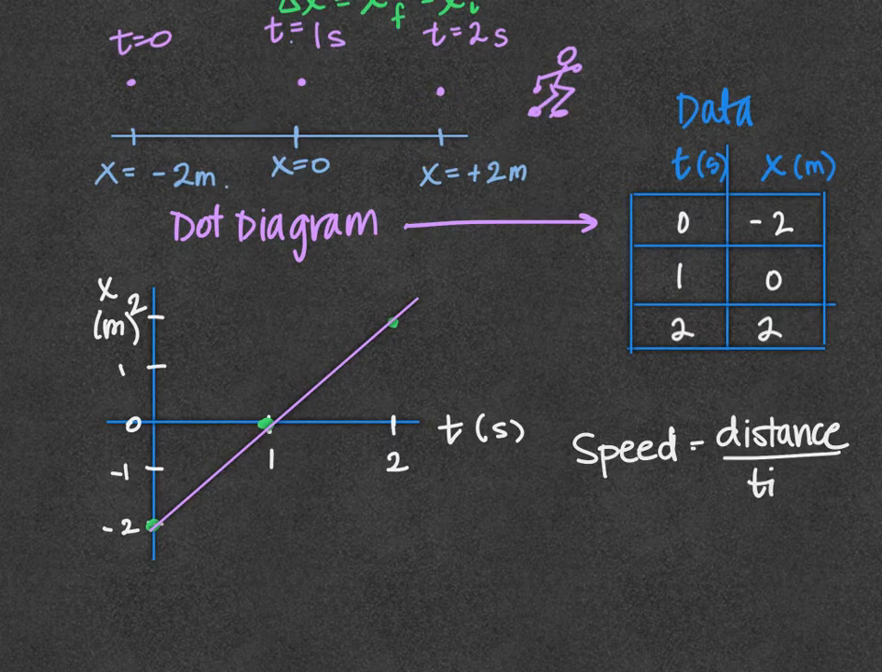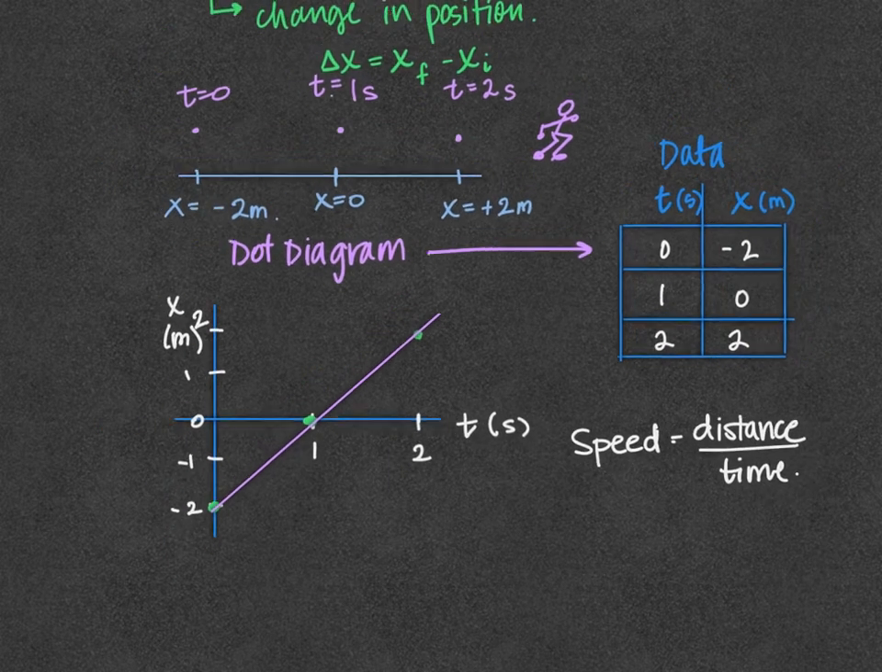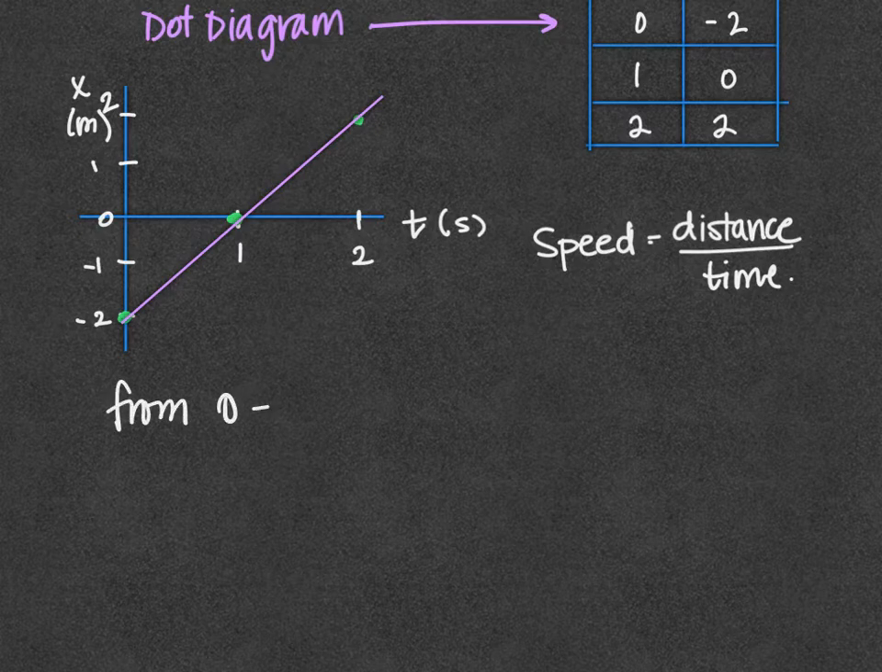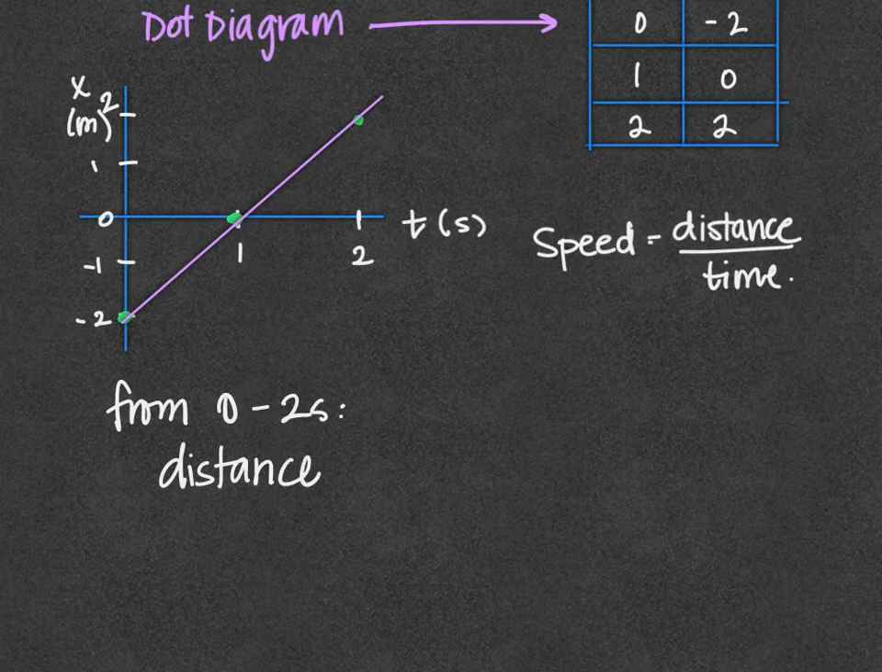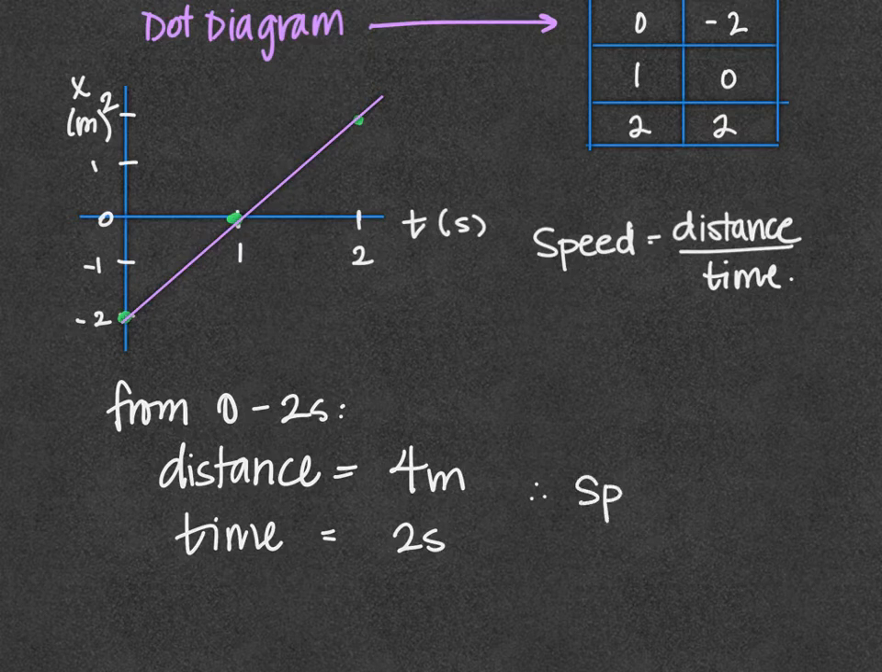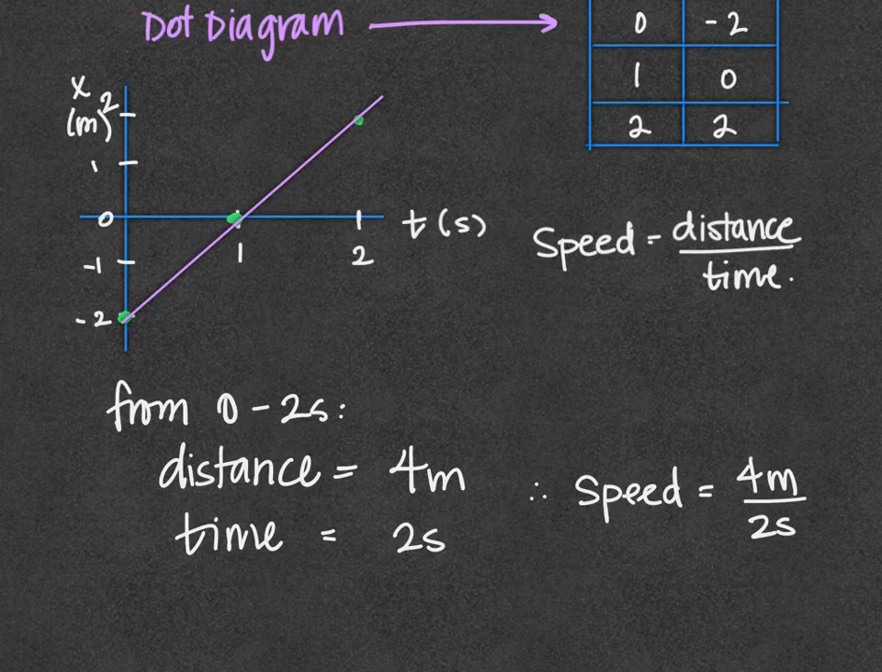Now speed would be distance over time. And this little dude moved from negative 2 meters to positive 2 meters. So the distance is 4 meters. And the time was 2 seconds. Therefore, the speed would be 4 meters divided by 2 seconds, or 2 meters per second.